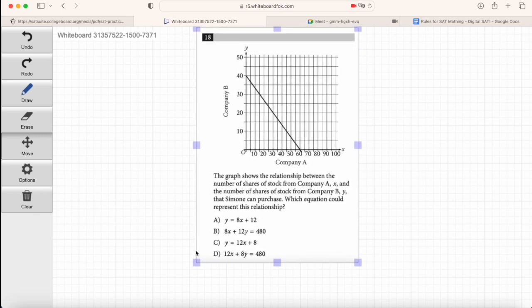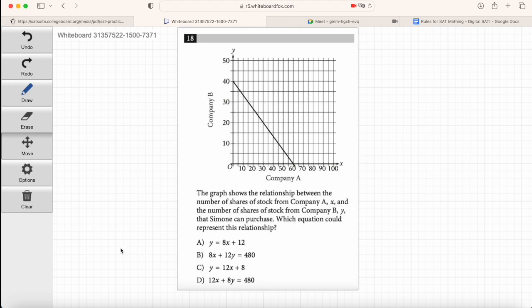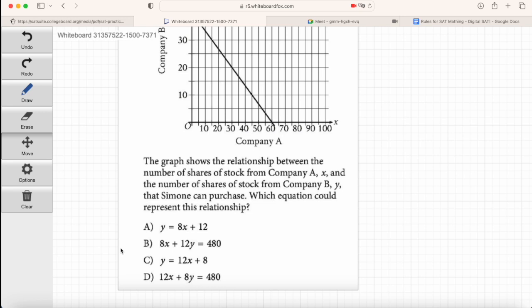I'm going to zoom in a little bit here. All right, go ahead and read question number 18. Yeah. Can you see that on your screen? Yeah, I'm just adjusting it.